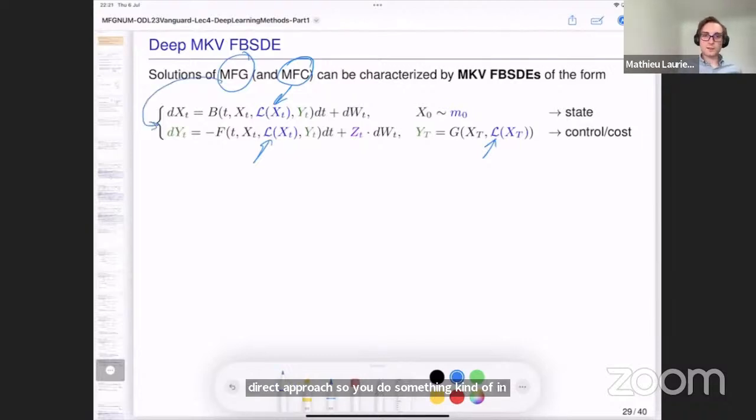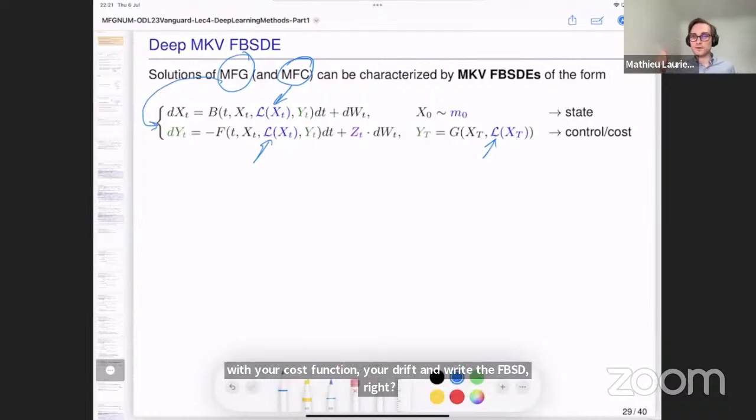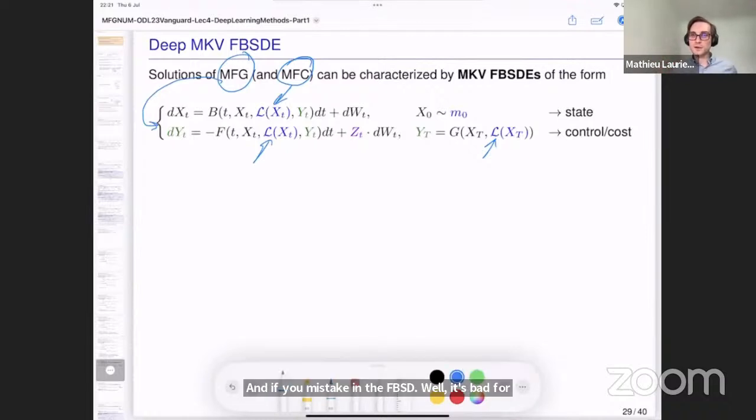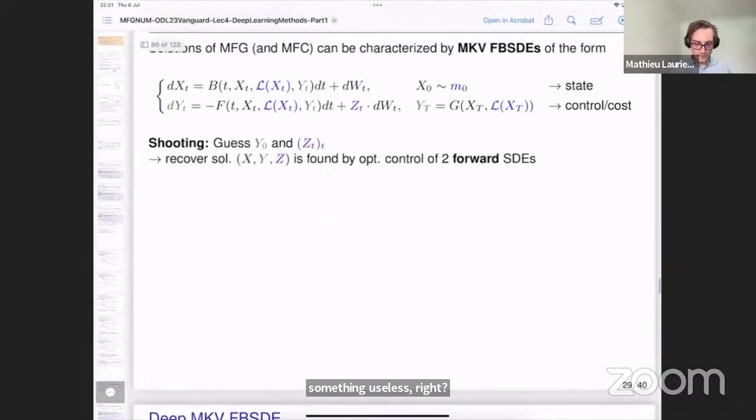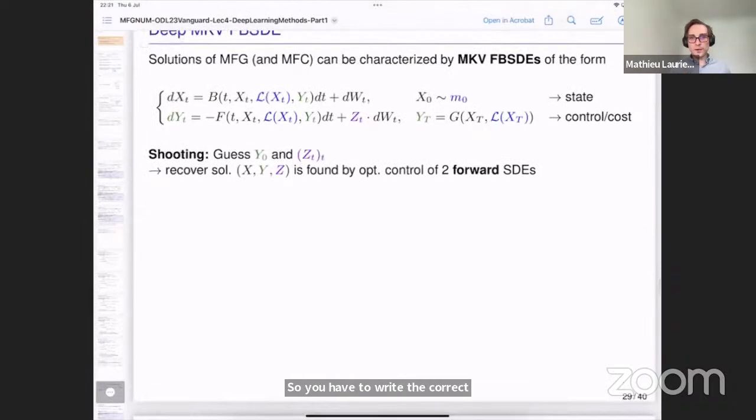You write the FBSDE. So here there is a little bit of work that you have to do by hand. You have to take your mean field game with your cost function, your drift, and write the FBSDE, right? And if you make a mistake in the FBSDE, well, it's bad for you because then the algorithm is going to compute something useless. So you have to write the correct FBSDE. Then you apply the same method.